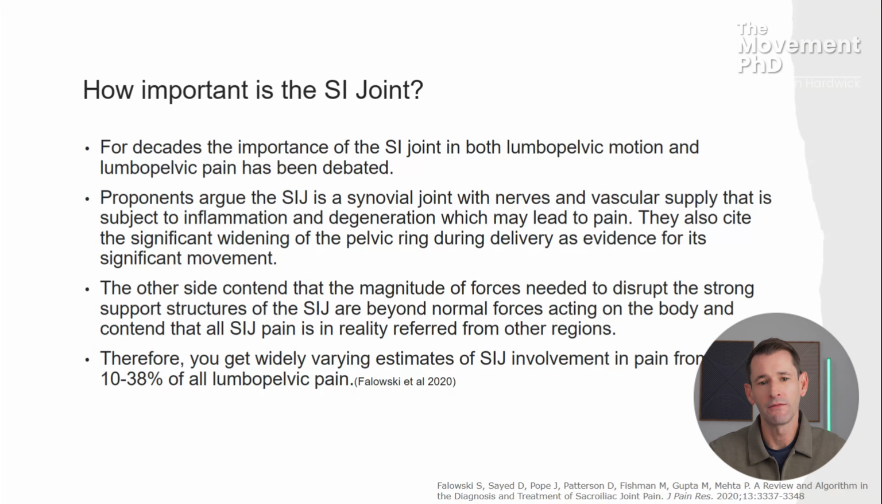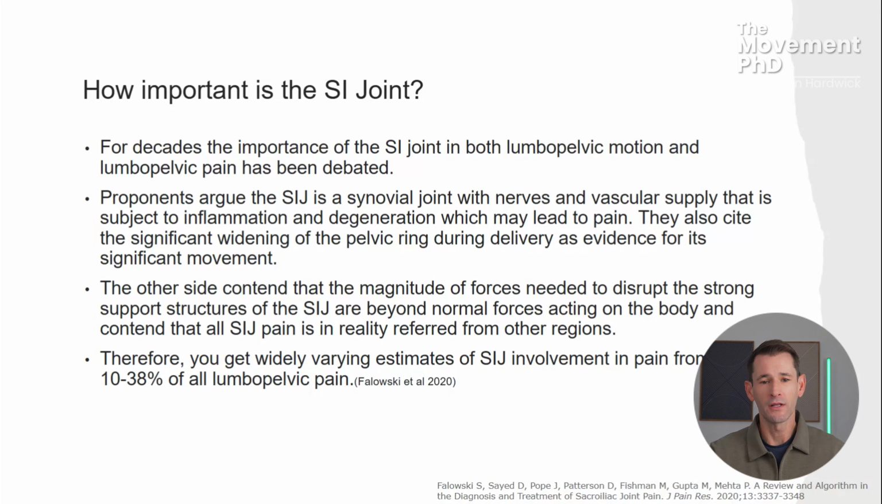They also cite the significant movement of the pelvic ring during childbirth as evidence that it's related to movement as well. The other side states that the magnitude of forces needed to disrupt the strong ligamentous support of the SI joint are really beyond normal forces acting on the body during normal movements. Therefore, any SIJ pain is really just referred from the hip or the lower back. Therefore, you get widely varying estimates of SIJ involvement in pain, from 10 to 38%. That's a pretty big range of different percentages.